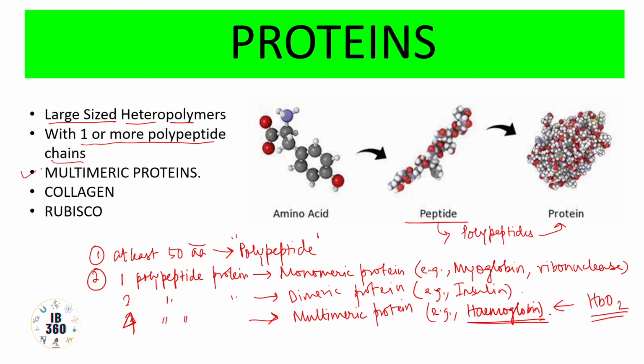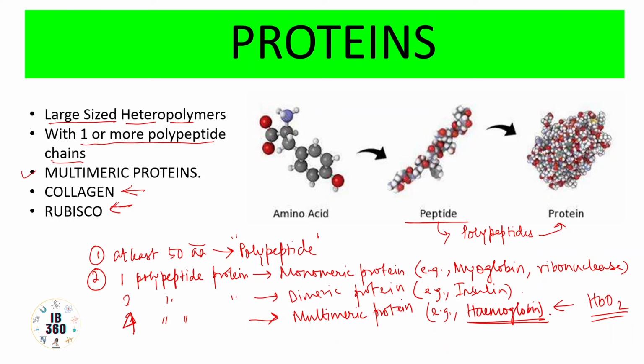Multimeric means there would be more than one polypeptide chain involved in it. Now come to very famous examples, collagen and rubisco. So collagen is the most abundant protein in the animal world, while rubisco, which is ribulose bisphosphate carboxylase oxygenase, you will soon come across this term when we study photosynthesis in plants. Very important, significant role it plays there. So rubisco is not only the most abundant protein in plants but also in the whole biosphere.